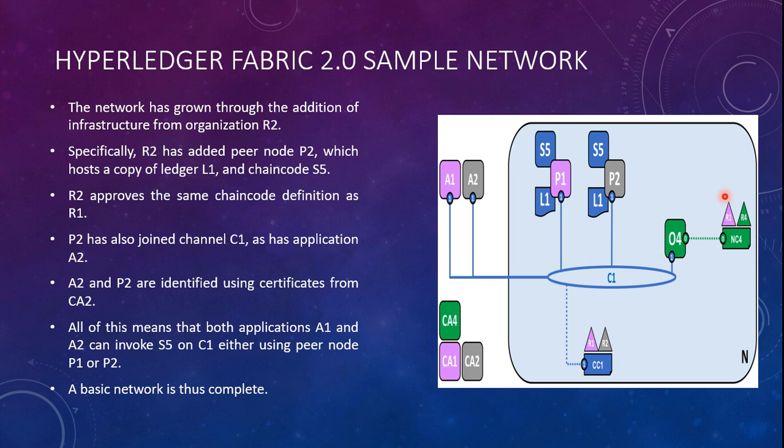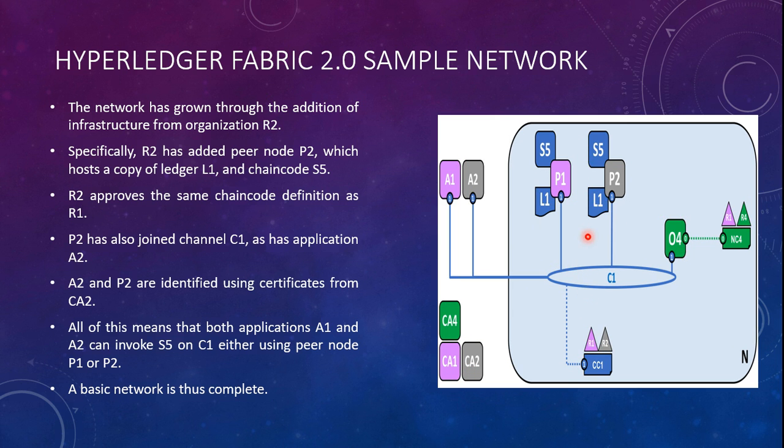R1 was the initial organization that joined the network and is also part of the administrators. They created a channel C1 which has two peers, P1 and P2, belonging to R1 and R2 respectively. Both of them have the same copy of ledger L1 and the same smart contract S5 deployed. Each of the organizations has its own certificate authority: CA1, CA2 or CA4.